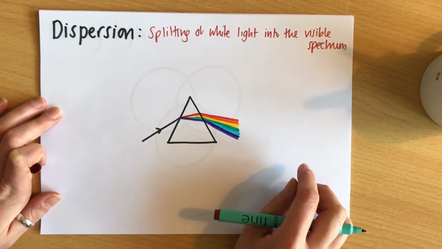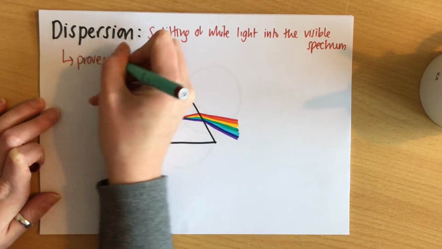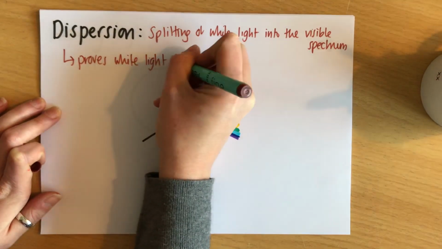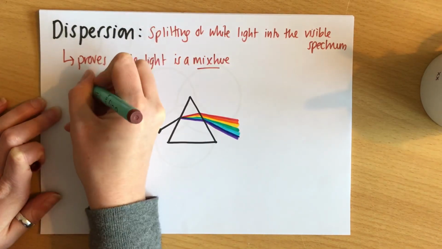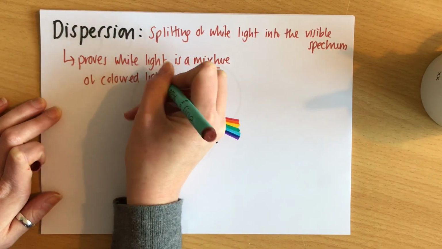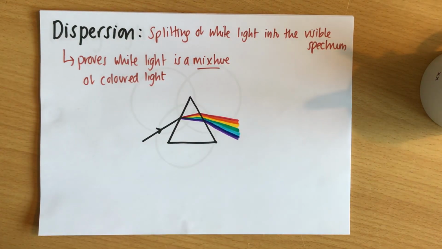And the thing about dispersion, why it's so important, is that it proves that white light is simply a mixture of coloured light. In the past, they thought that white light was pure and that coloured light wasn't, but Isaac Newton, along with other people, managed to prove that white light is actually just a mixture of all the colours together.